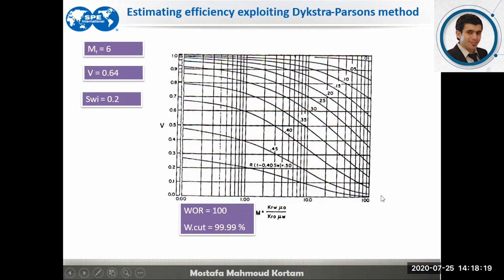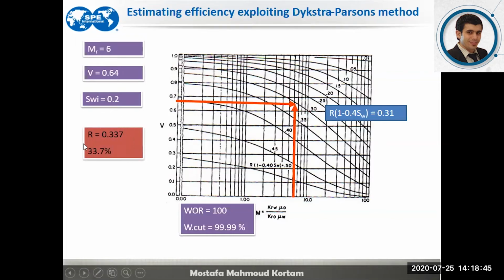So we choose the plot of water-oil ratio at 100, and using the mobility ratio of 6 along with the extraversion coefficient of 0.64, we would have the intersection at the curve of 0.31, and substituting the initial water saturation in the equation, we would get 33%.